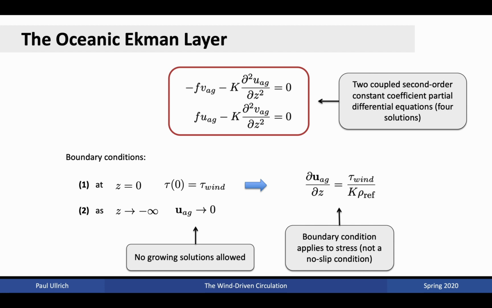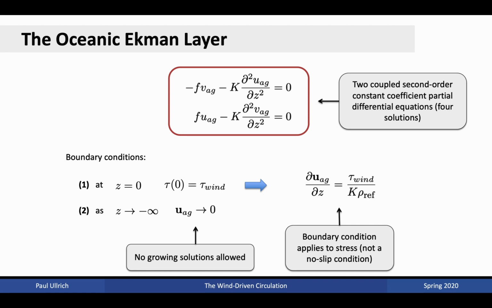If it were a no-slip condition, that is, if the ageostrophic wind was imposed directly, that would require that the current velocity be aligned with the wind, but that is not the case here. The second boundary condition that we will have for these equations is that the solutions are bounded. Namely, as z goes towards negative infinity, we must have that the ageostrophic wind goes to 0.